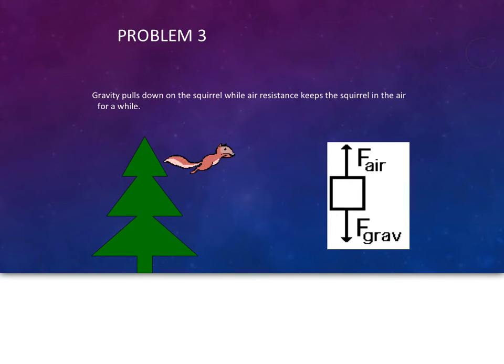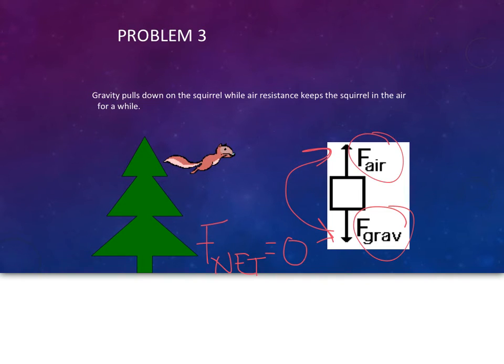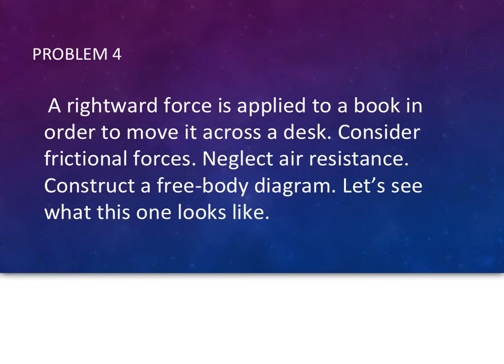We will correct. Force of air resistance is up, force of gravity is down, but the two magnitudes of the vectors are equal. And that makes sense because net force should equal 0. Why? Because if it's a constant velocity, that means that there should be no acceleration whatsoever. Let's take a look at problem 4.